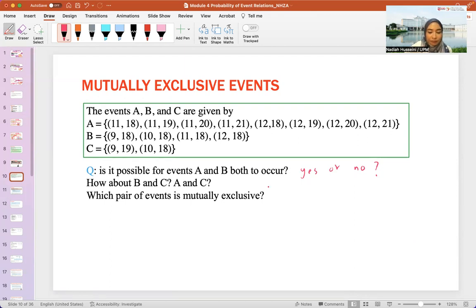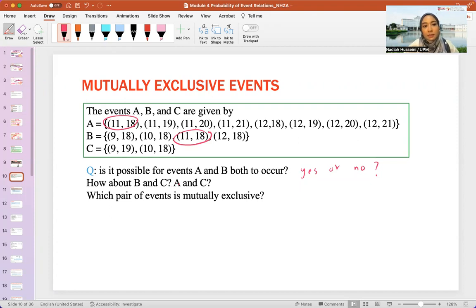We just talked about this. Do we have a similar outcome? Yes, right? So yes. Event A and event B can happen at the same time if the outcome that the engineer chose, resistors, is 11 and 18. So if the engineer took 11 ohm from the first box and 18 ohm from the second box, he has satisfied event A and also event B, because that outcome is in both events. Okay, so how about B and C?